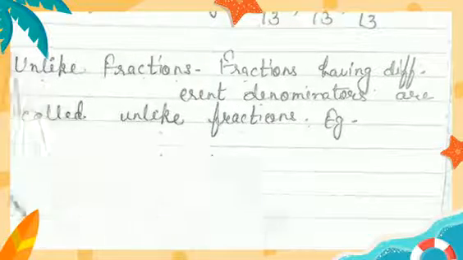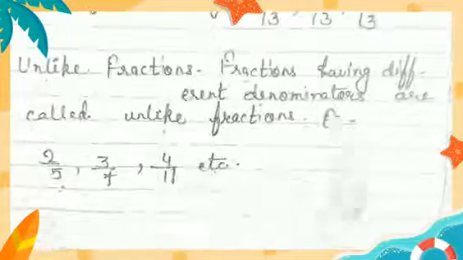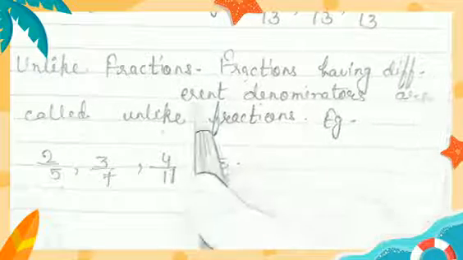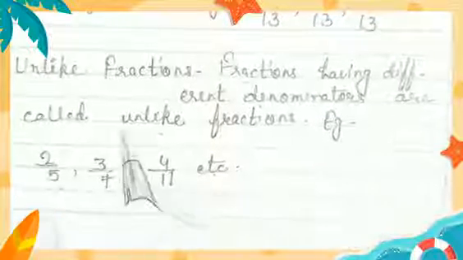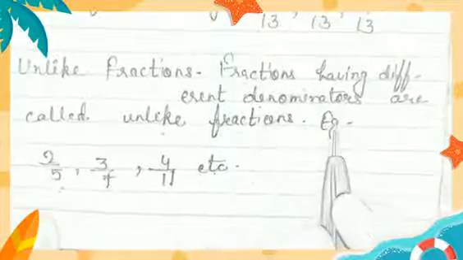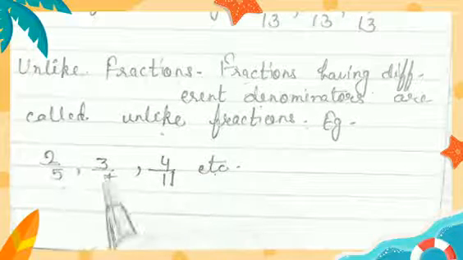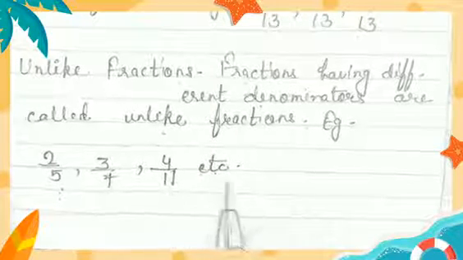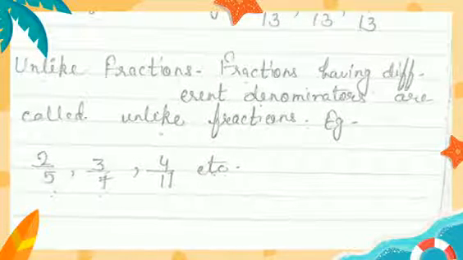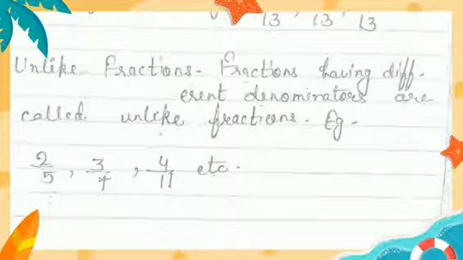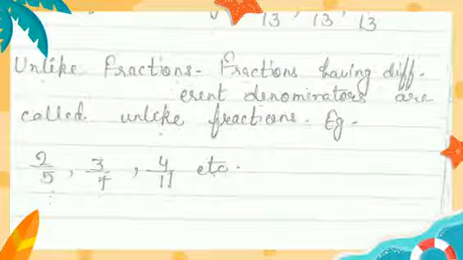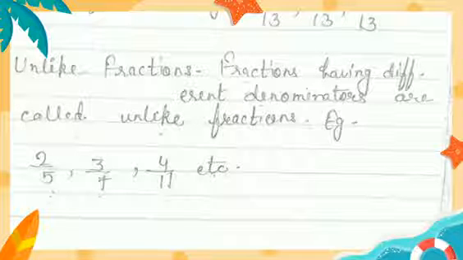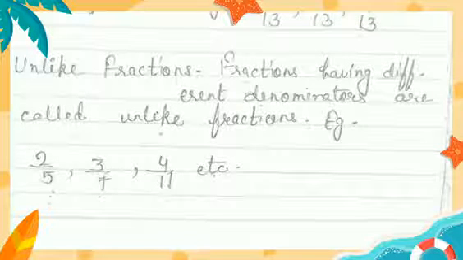Next fraction is unlike fractions. Fractions having different denominators are called unlike fractions. Example: 2 by 5, 3 by 7, 4 by 11, etc. If the fractions have different denominators, the denominators will not be the same. So, these fractions are called unlike fractions.